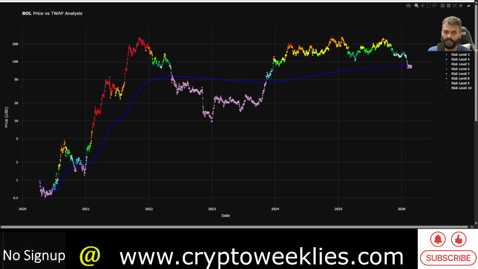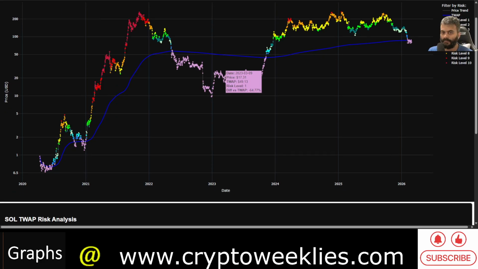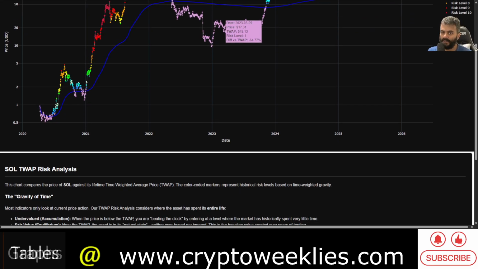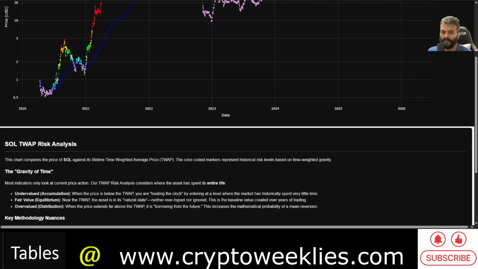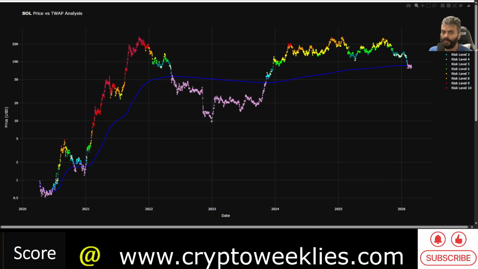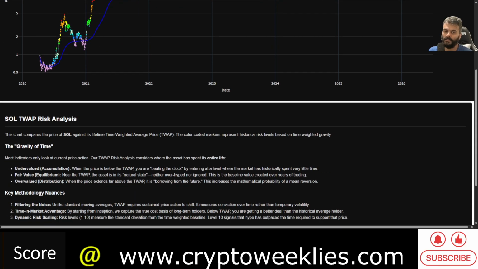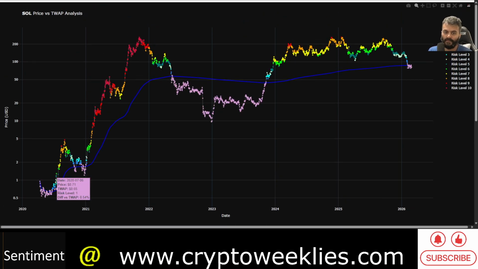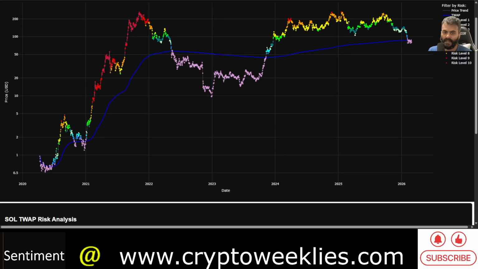This is one chart which tries to explain what is happening with Solana, if it's in accumulation phase or distribution phase, using the time weighted average price approach, or just to understand it well, it's the gravity of time based approach. Not looking at the current price, but at the current price in relation to the entirety of its asset class or market cycle presence since 2020.